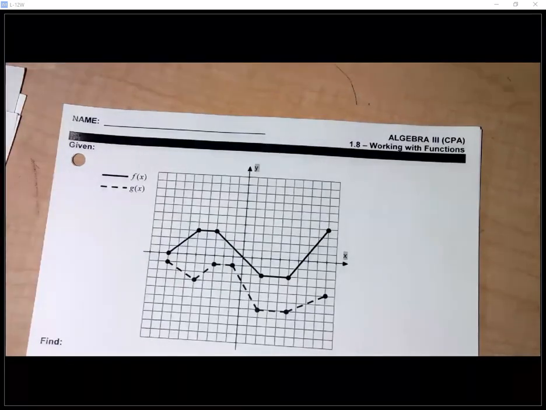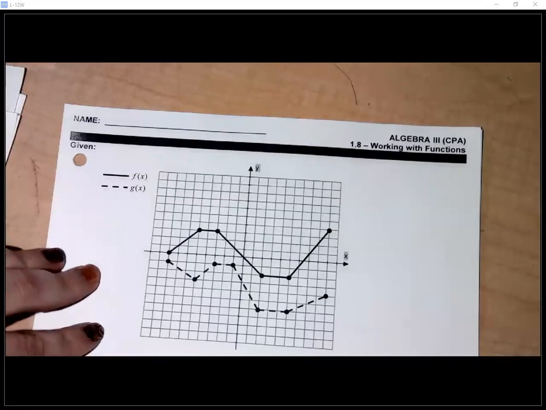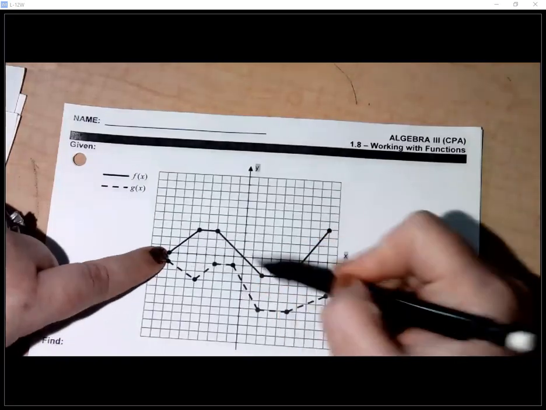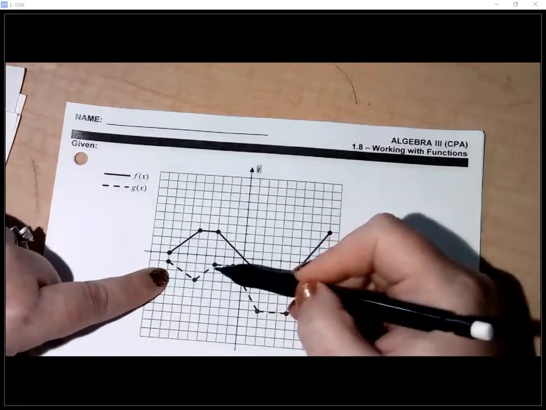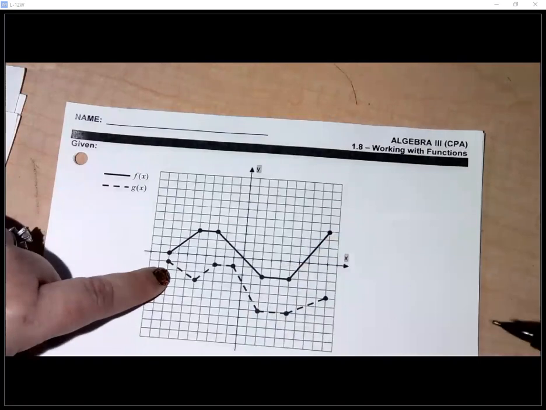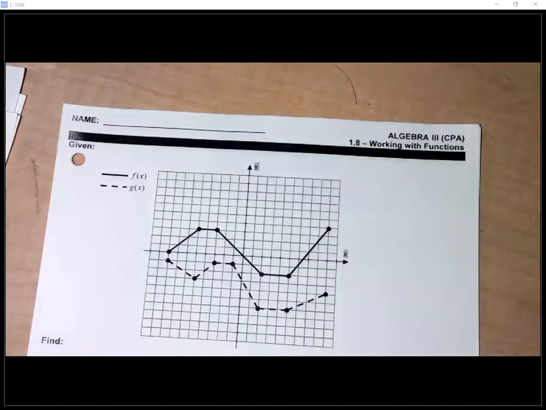We're presented with two different functions here. F is solid, and the G function is dotted. That's only to differentiate the two. It's not dotted because it's not included or anything like that. If we could print in color, we would have just made them different colors. But anyway, these are random functions.